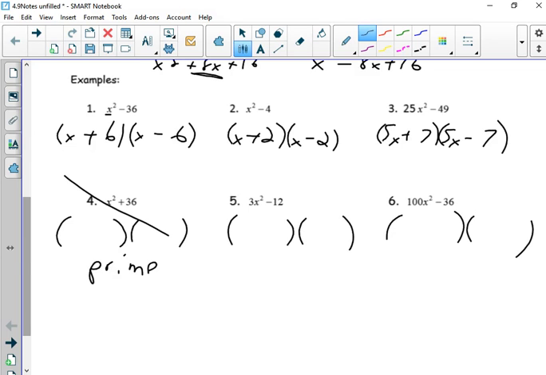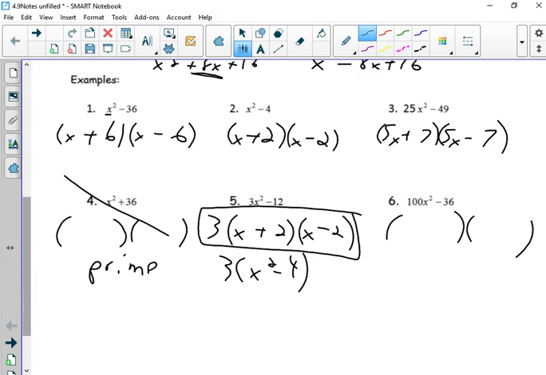But, guess what? If I take a 3 out, factor out the GCF, can I factor x squared minus 4? Yes. X, 2, 2, plus, minus. Just don't forget the 3. You've got to put that 3 in front. Without the 3, it's wrong. And then this one, 100 is a perfect square, so we put 10. Then we put our x. 6 for 36, 1 plus, 1 minus.